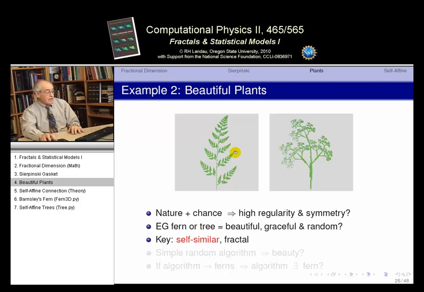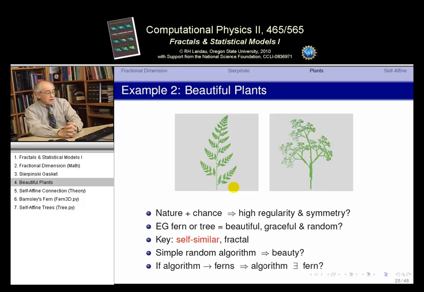Okay? The key here is the self-similar aspect. The fact that if you magnify and look at any one little piece of the fern here, like one of these fronds, it looks very much like the fern itself, which is exactly what you see here. We'll see that in our simulation shortly. Okay? So, can this come from a simple algorithm with randomness? It's really a question. And the only proof is in the pudding. You have to do it.